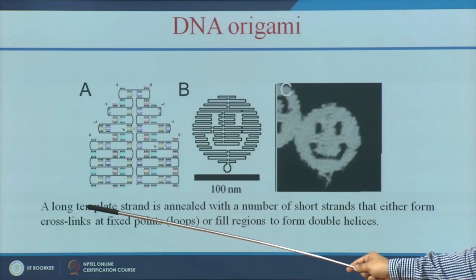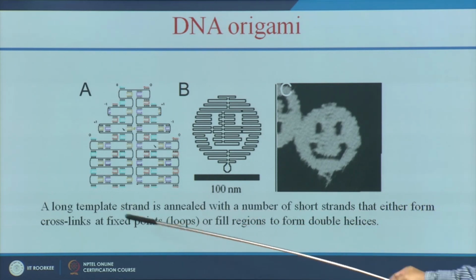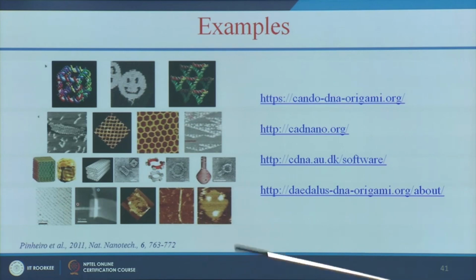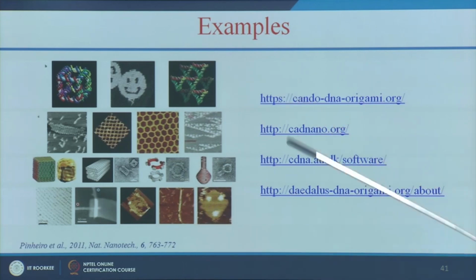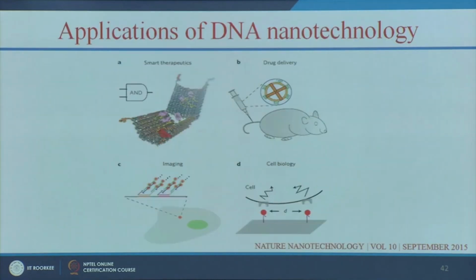Here the long template strand is annealed with a number of short strands, which either form cross links at fixed points or loops, and fill the regions to form the double helices. So, we will get the 100 nanometer smiley face using this DNA. Similarly, we can make different kinds of structures using DNA as a construction material, and these are the free softwares available to design various nanostructures using DNA as a construction material.